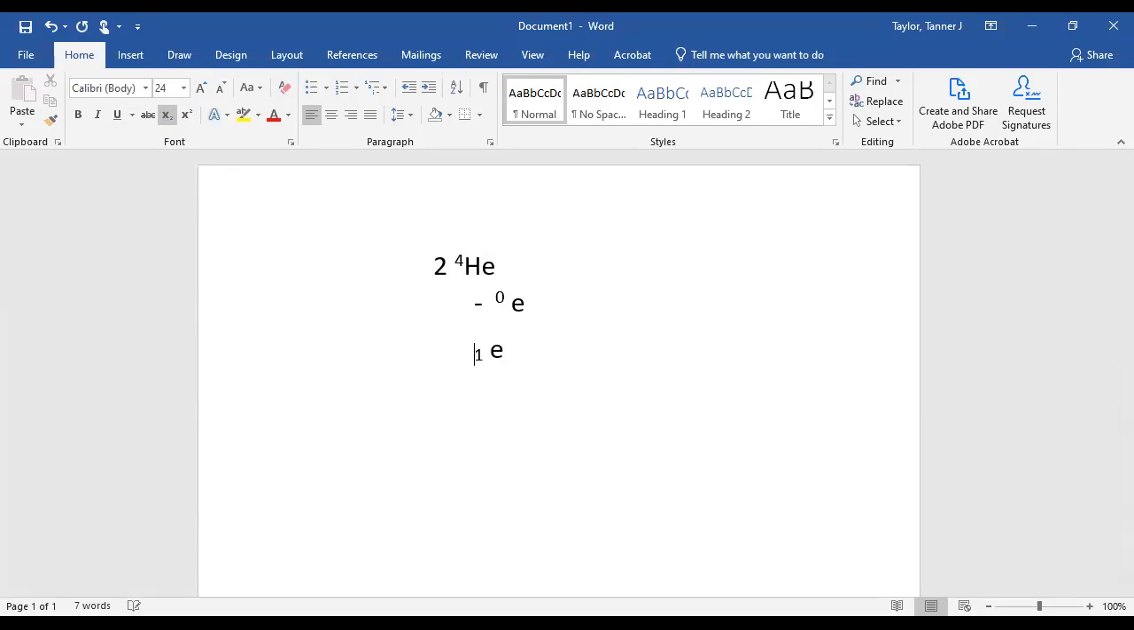Or she might just put it as a 1, she might just put it as a plus, but either way, it's going to have a +1 charge, and then the mass number is still going to be 0 because an electron still doesn't have any mass no matter what its charge is. So this is going to be positron emission.